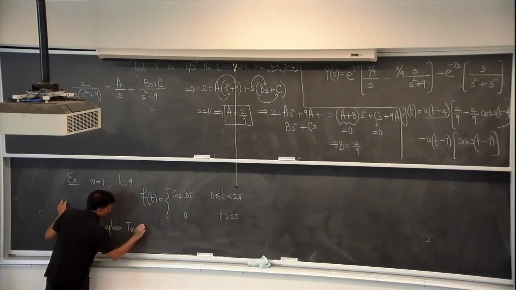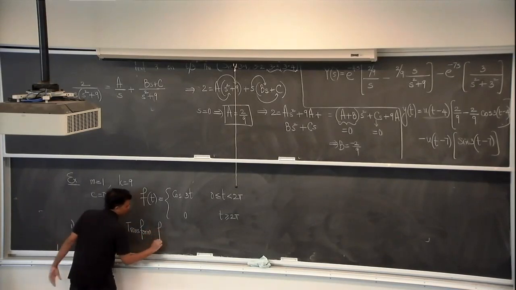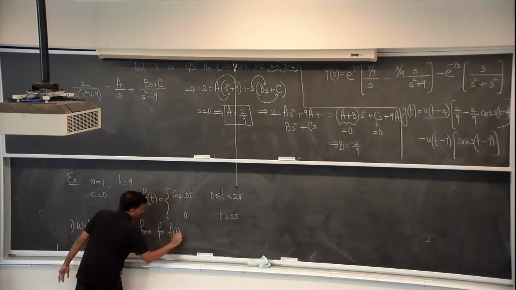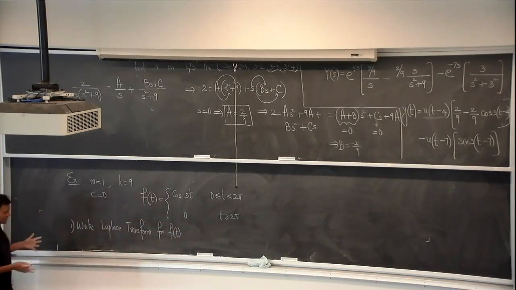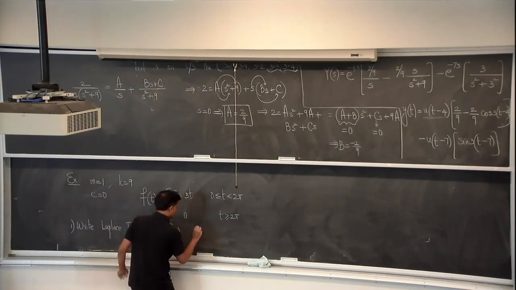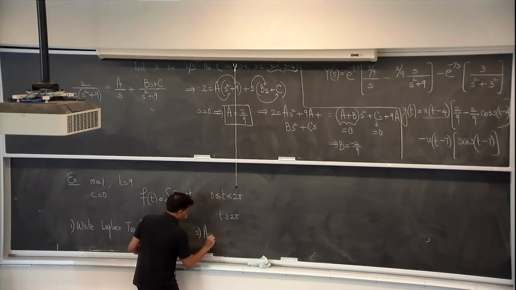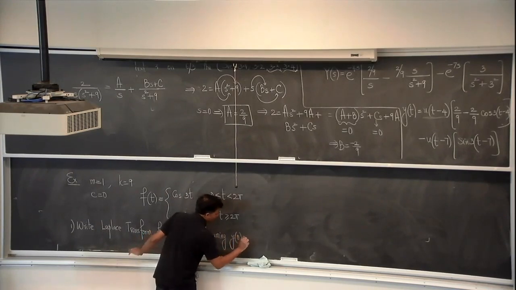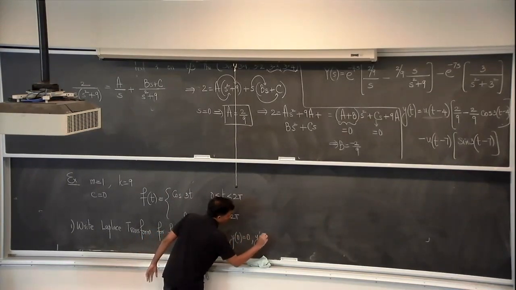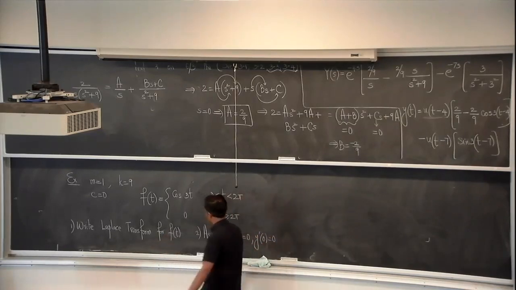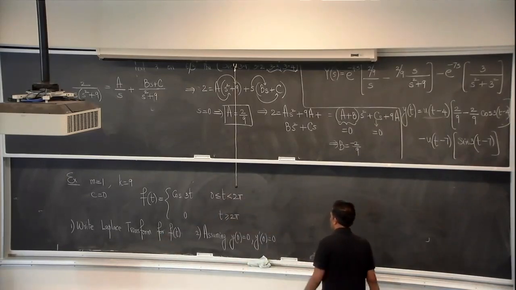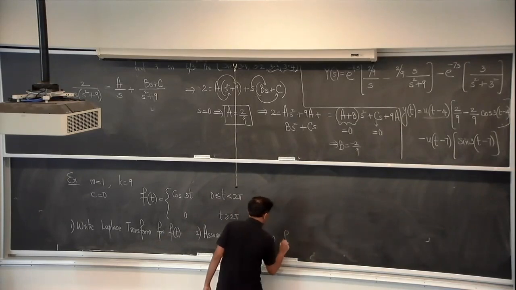Write the Laplace transform for f of t. One suggestion would be to write it using the step function first, using the formula that I wrote earlier at the beginning of the lecture. Part 2, assuming that the initial displacement is 0 and the initial velocity is 0, just to keep the problem short, find the displacement y of t.